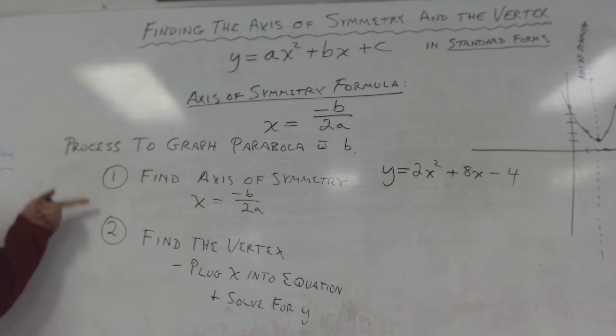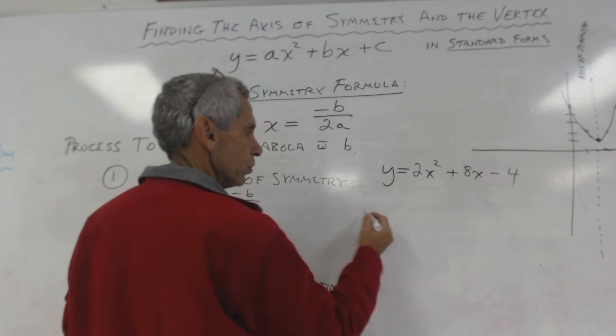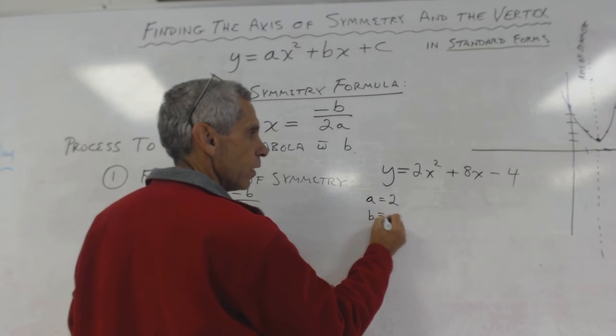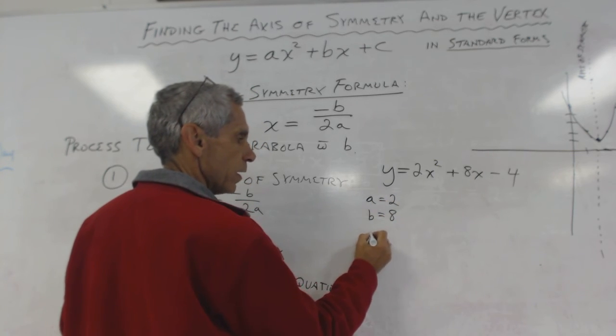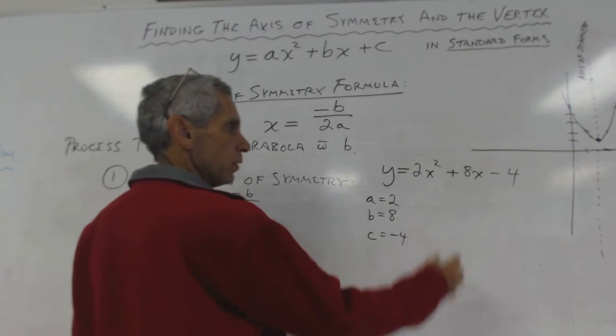What do I do? Here's my process. What do I do first? Would A be 2 or 4? A is the number in front of the x squared, so it's 2. So A is equal to 2. B is equal to what? 8. And C is what? C is negative 4. Okay. So what do I do?